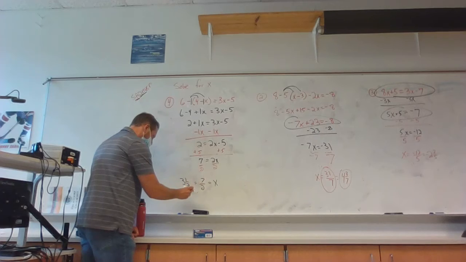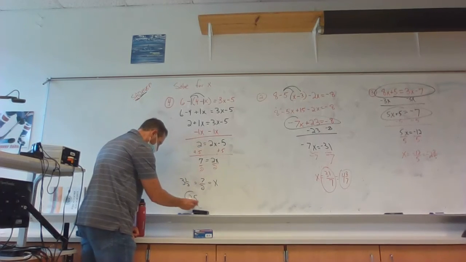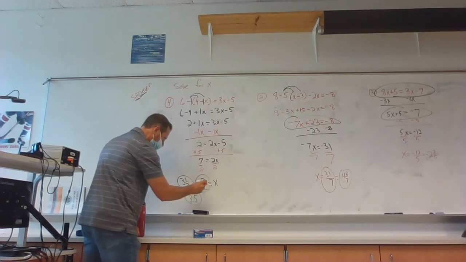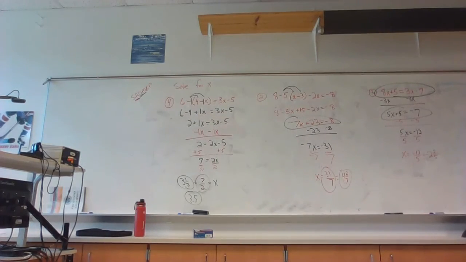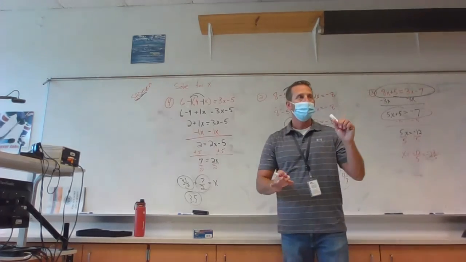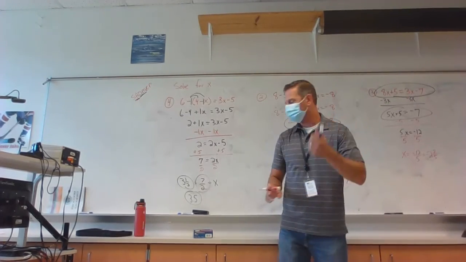You can write 3.5. I don't even care if you write 3.5. So simplify. Get the variables on one side and then solve like we've been doing all the other ones. All right? I'm going to put 2 more problems on the board. You guys are going to work on those for a few minutes.